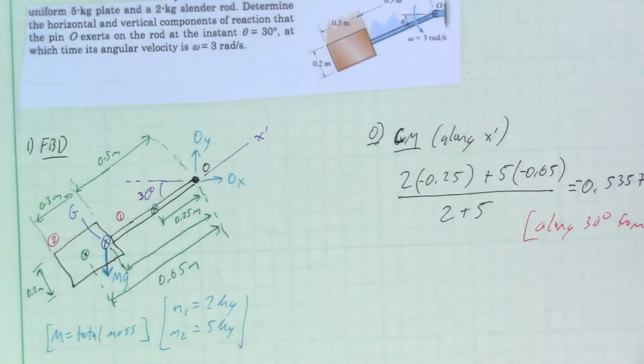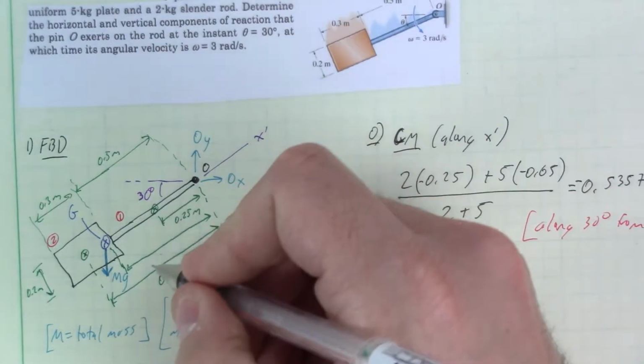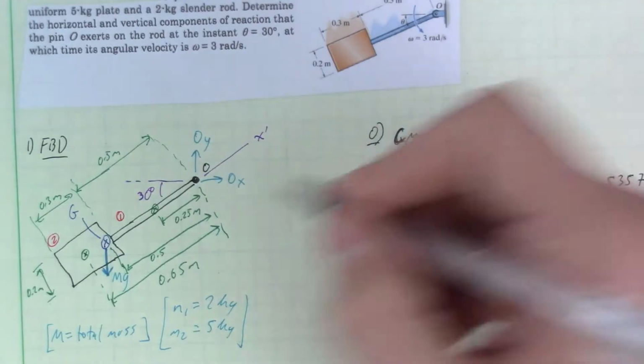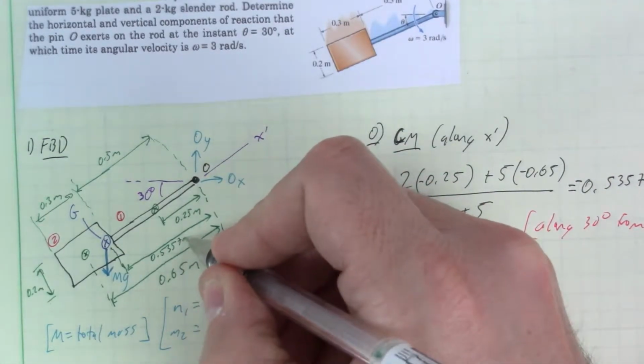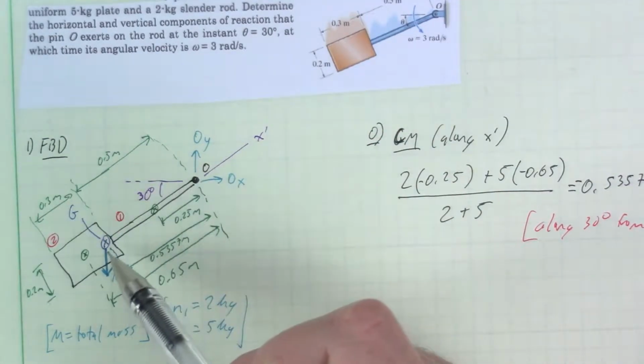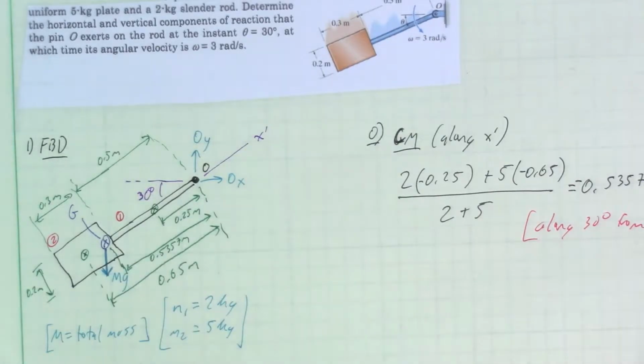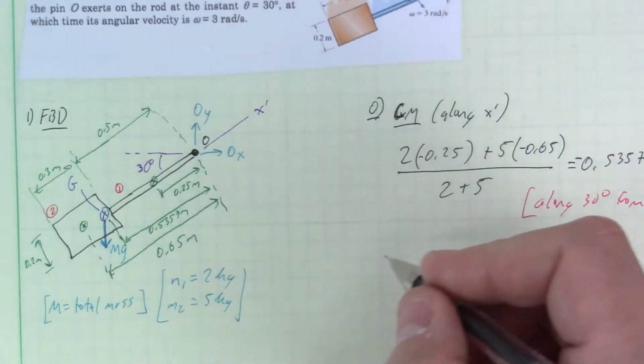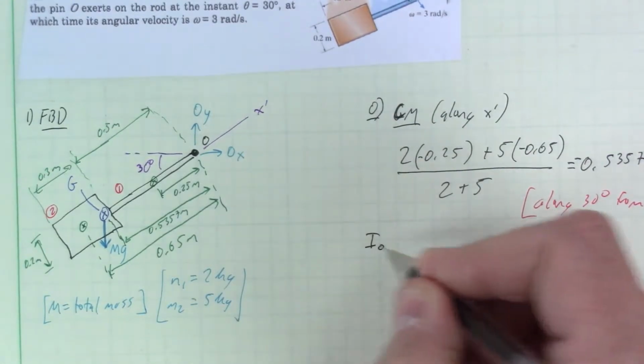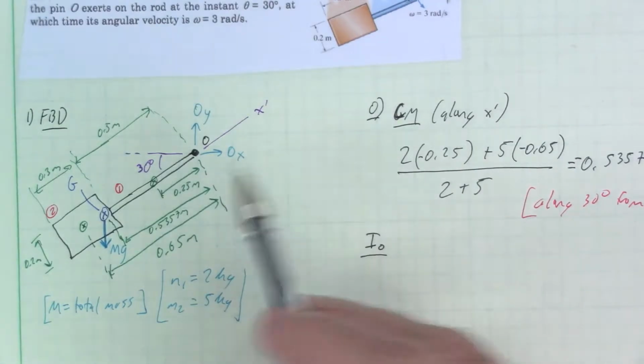Alright, so now we just found out what this distance is here: 0.5357 meters. It's a little bit more than 0.5, so it's actually into the rectangular plate, just slightly, as we've drawn it. Okay, you might think I knew that going in. It's because I did.